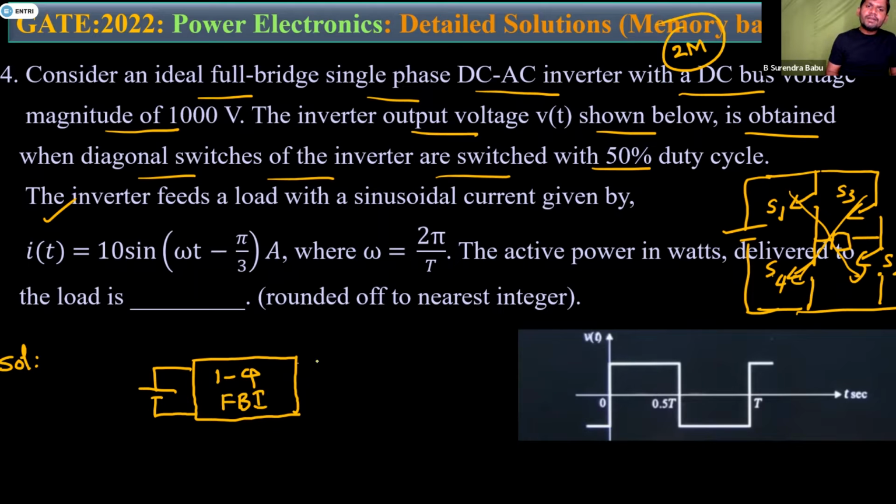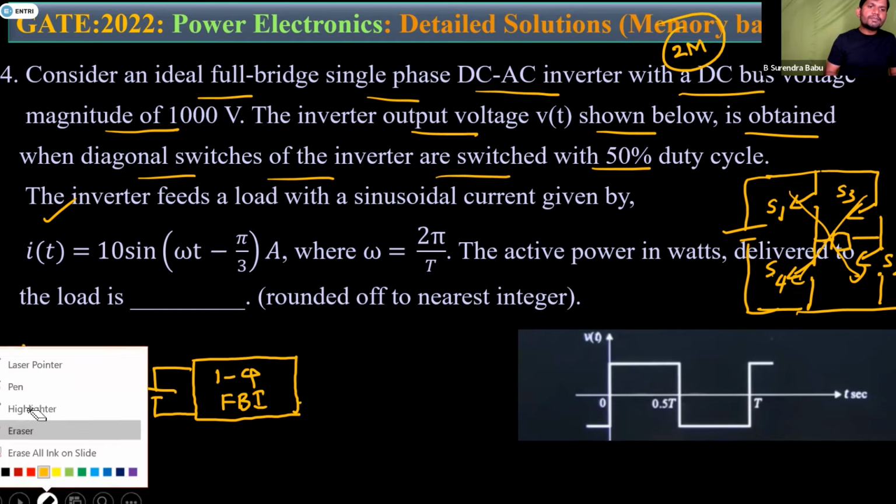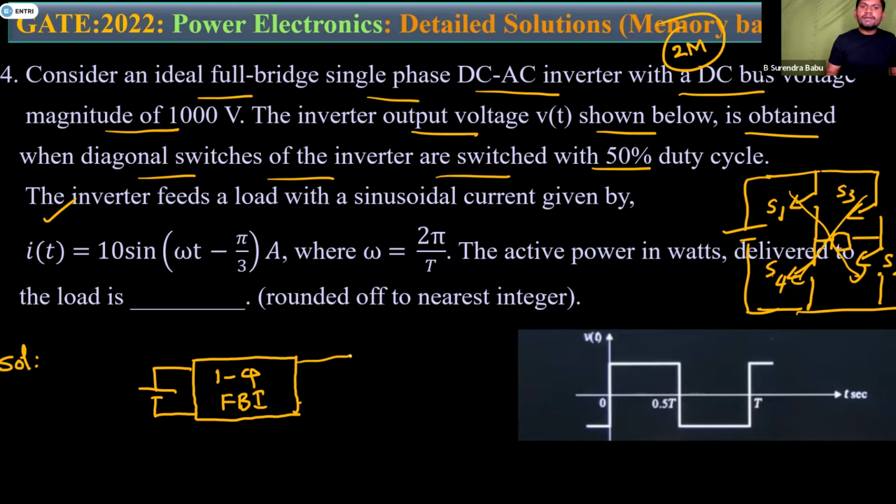It is a single phase full bridge inverter. The output is connected to the load, students. All of you concentrate. Here it is connected with some load. And this is the output voltage of the inverter. The waveform is given. That is a square waveform with 50% duty cycle.